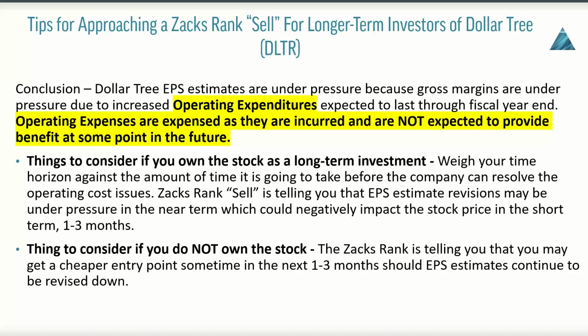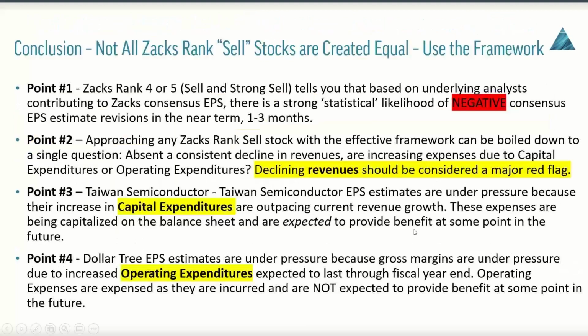The Zacks Rank sell is basically telling us that we may get a cheaper entry point at some time in the next 1 to 3 months should those EPS estimates continue to be revised down. So the conclusion here is that obviously not all Zacks Rank sell stocks are created equal. So we need to continue to use this framework, right? So point number 1, right?